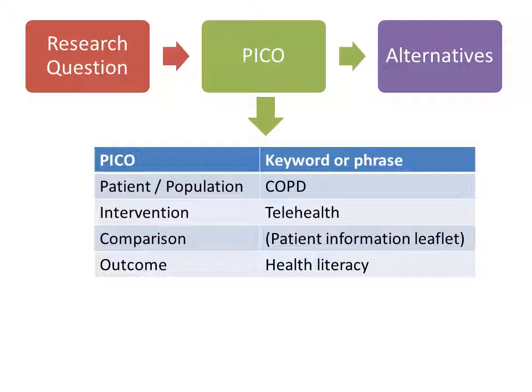I have put a possible comparison in brackets, as it is not mentioned in the research question, but this is something that could be a relevant comparison. The research question specifies an improvement in health literacy. I have omitted the word improvement here because that introduces bias into the search. If you specify that an article must include the word improvement, then you may miss articles that present neutral or negative findings.